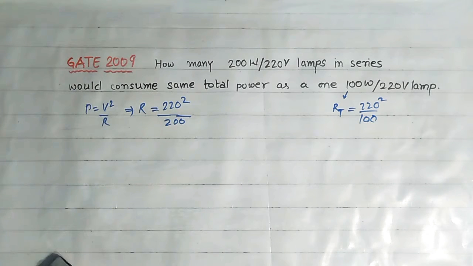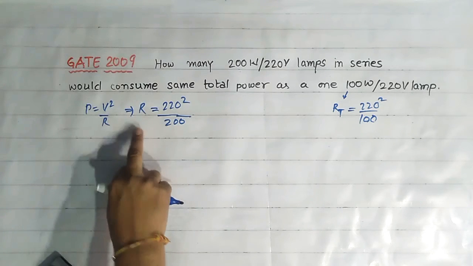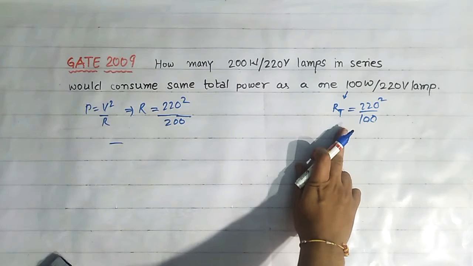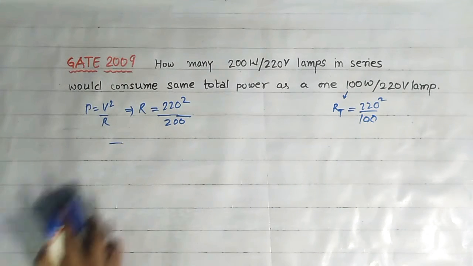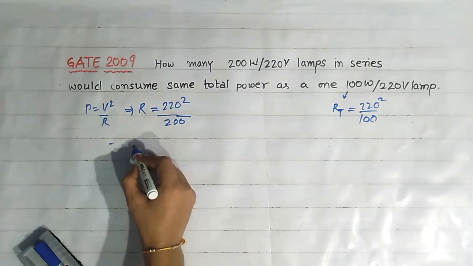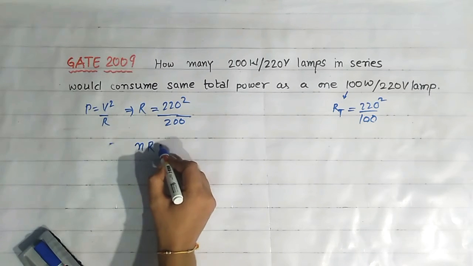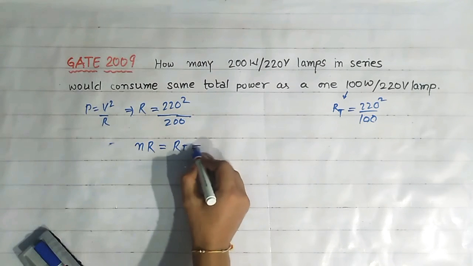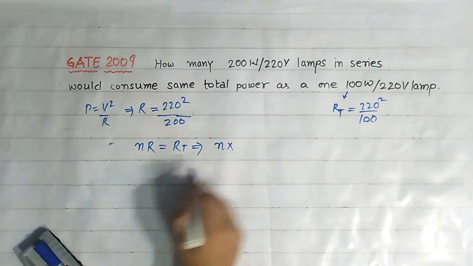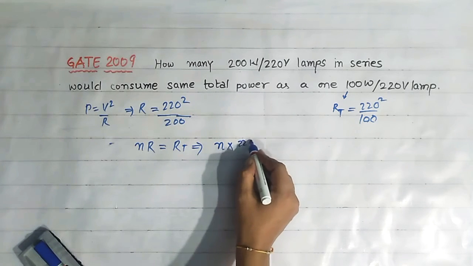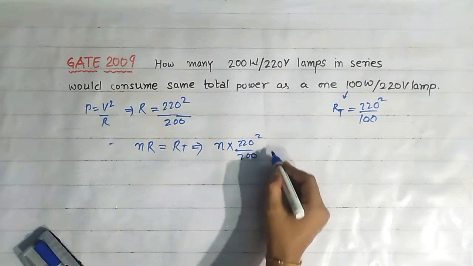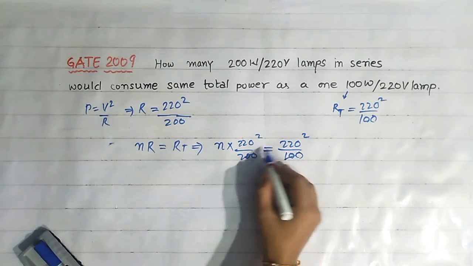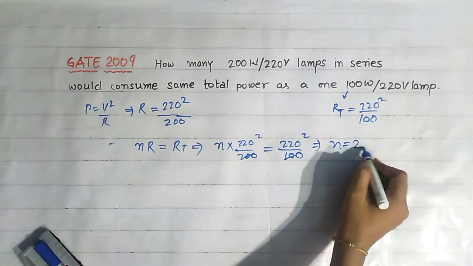So when we connect them in series, the equivalent resistance of these lamps connected in series must be equal to this resistance. Only in that case is the power equal. So suppose n number of lamps are connected, it means NR must be equals to RT. So what is the value of N? Here N into R, which is 220 square by 200, is equals to 220 square by 100. So here we get N is equals to 2.